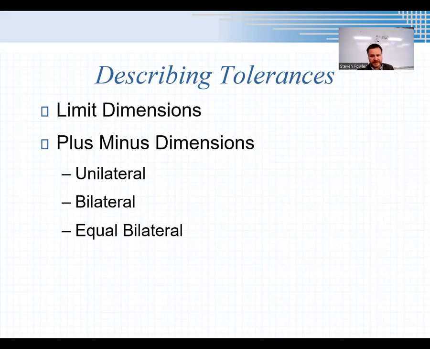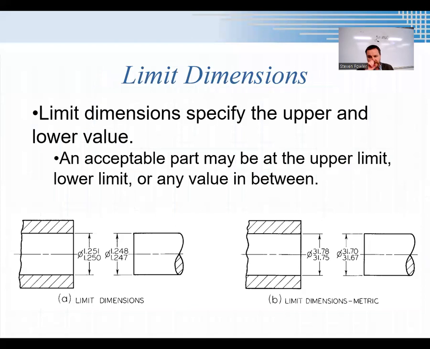But let's look at some examples of all of these, right? The limit dimension, for example. So the limit dimension is where you don't even specify the basic size. You just specify what's the largest the actual size can be and what's the smallest the actual size can be. The limits, right? The upper and the lower limits. Can be in inches, can be in millimeters, as you see here. But again, limit dimensions are going to specify the upper and lower acceptable value that a part can be and still function.